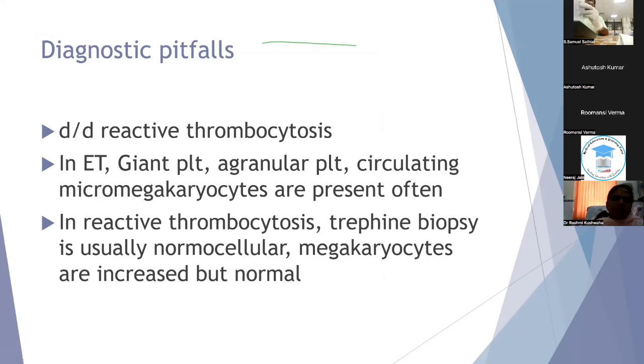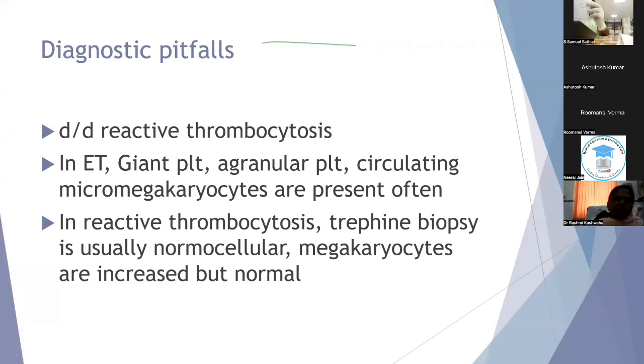as well as the Trephine is that in essential thrombocythemia, in the peripheral smear, we can see a variable size of the platelets. Some of them will be giant looking. There'll be large clumps of platelets. We might see the presence of agranular platelets in the peripheral smear, as well as circulating micromegakaryocytes, which are often present in these cases. These are the fragments of the megakaryocytic cytoplasm that we see on the peripheral smear.